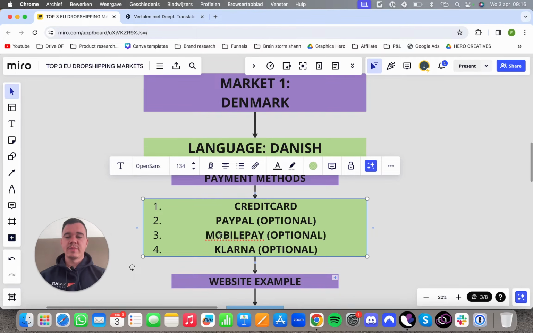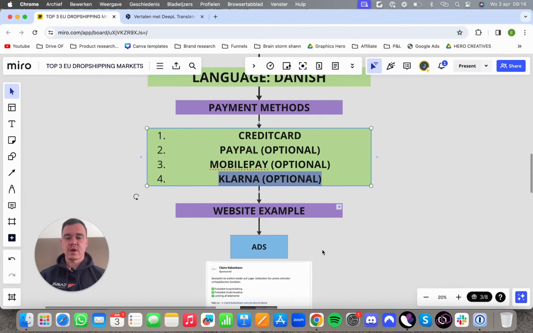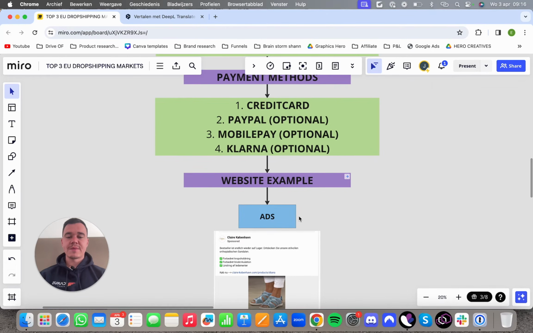Then they have a local payment method that's called Mobile Pay. Most of you guys cannot apply for it, but if you can, just use it. It's very, very good. And then of course we have Klarna. This will make your payout times very slow, so I put it as optional, but you don't need it. They have a payout time of around 2 weeks. Well, that's pretty slow.